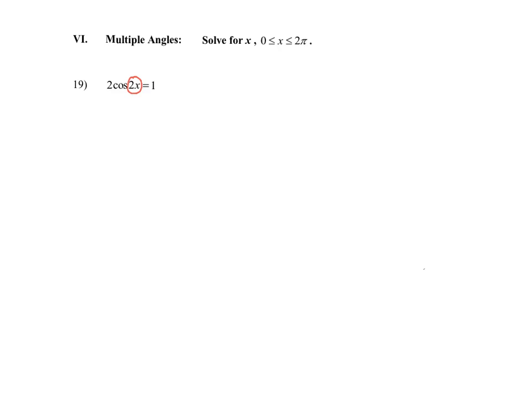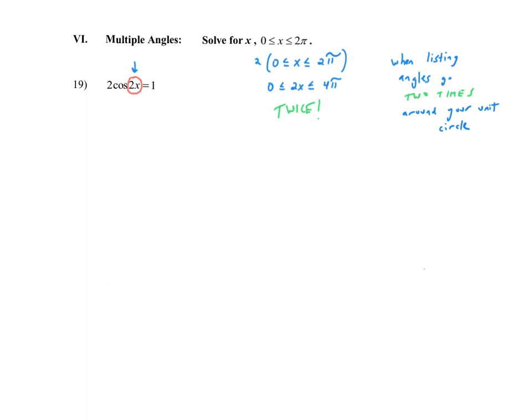It's a double angle. First, go over here and note that x has to be between 0 and 2 pi. Our solutions have to be between 0 and 2 pi. In this problem, we're talking about 2 x's, so multiply everything over here by 2. Now we see that 2x is between 0 and 4 pi. From 0 to 4 pi is twice around your unit circle. So this is telling us that when we list our angles, we have to go around our unit circle twice.